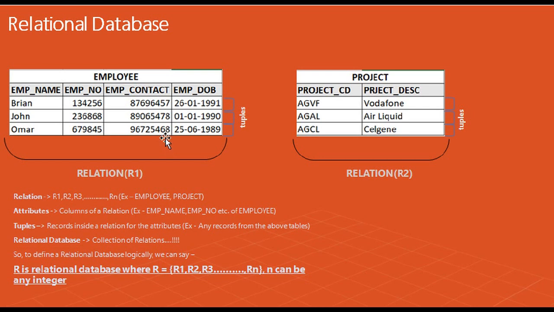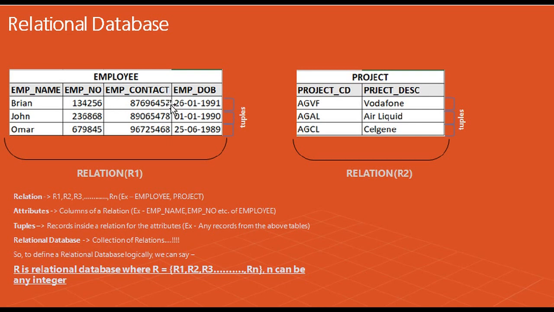You can see on the screen there are two tables, one is employee and another is project. In database technical terms, these tables are called relations. So employee is a relation, project is also a relation. The records in each table or relation are referred to as tuples. Each and every record of a relation is a tuple, so a relation may consist of multiple tuples. All the columns like employee name, employee number, employee contact are called attributes. So these are all attributes of relations.